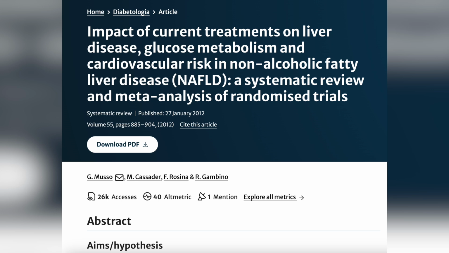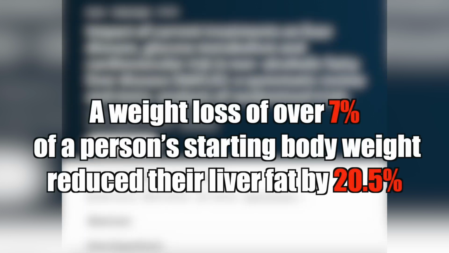It doesn't matter what you do. Portion control, keto diet, Mediterranean, intermittent fasting, doesn't matter. Another meta-analysis showed that a weight loss, yes, they used weight loss, not even fat loss, of over 7% of a person's body weight reduced their liver fat by 20.5%. So normalizing your calories, by any method that you like, will help your fatty liver. That is secret number 1.